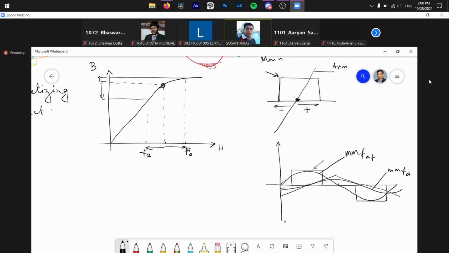Erase the non-sinusoidal things. Only keep the sinusoidal, which is the fundamental of the non-sinusoidal things. 90-degree phase displacement. Correct. So they have a 90-degree phase relation. So therefore, this type of effect is called the cross magnetizing. That means if I draw a space phasor, this is not a time phasor, the main field MMF will be in this direction, but the armature MMF will be at 90 degrees.